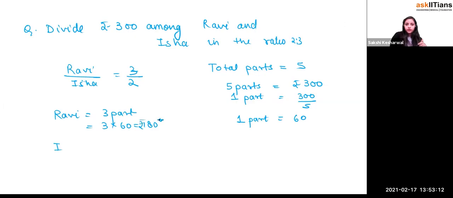And Isha is going to get how many parts? Which is equals to 2 parts. And then we say this as 2 into 60, which is equals to what, beta? 120 rupees that Isha is going to get. That's it. You can just do this mentally also.